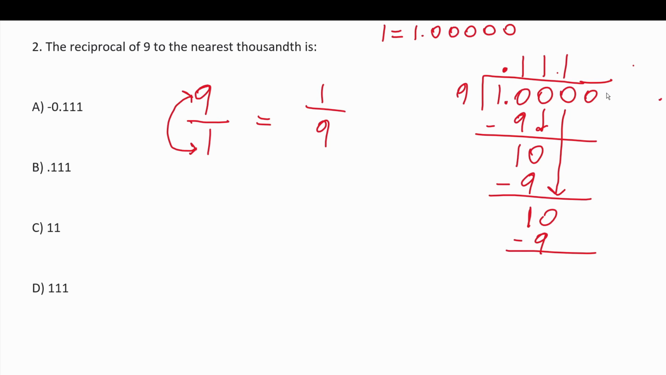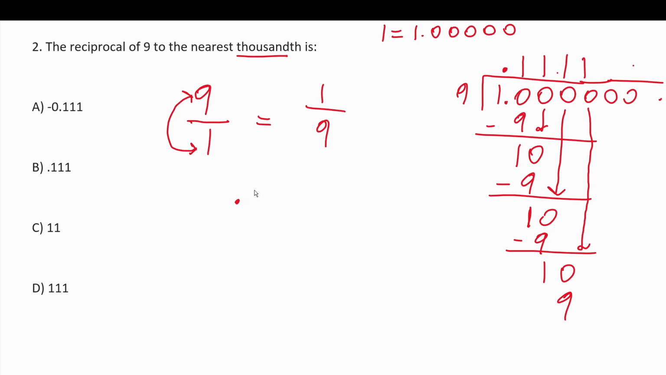Again, we have as many 0 placeholders here as we need. And we can drop down a 0 placeholder here. 10 minus 9 is 1. With our 0 placeholder there, 9 goes into 10 1 time without going over. 9 times 1 is 9. And we have enough to round this to the thousands place.